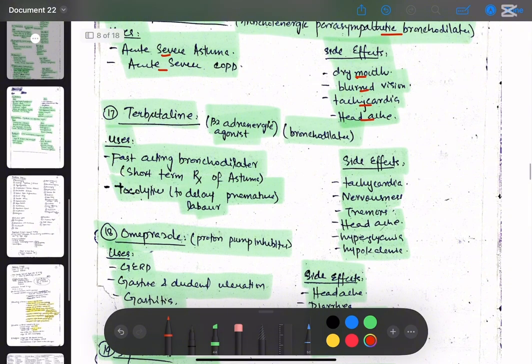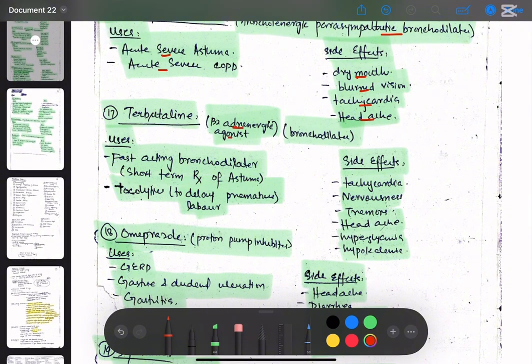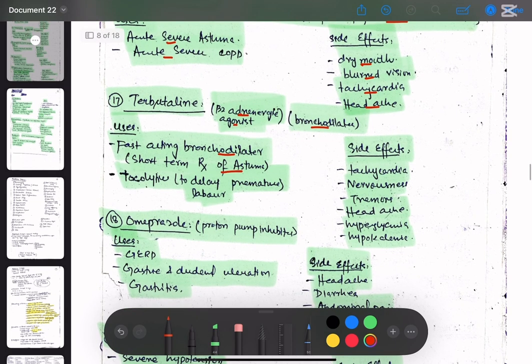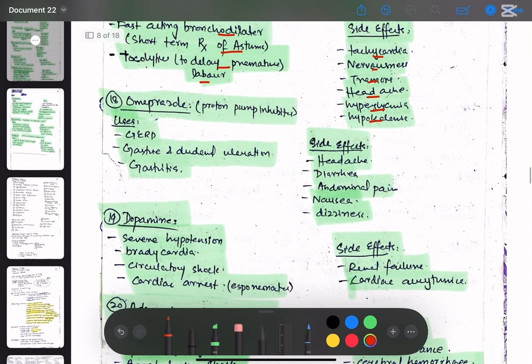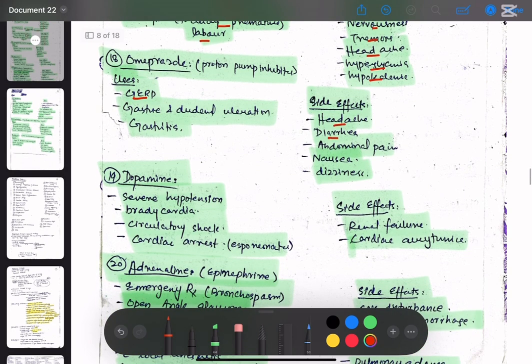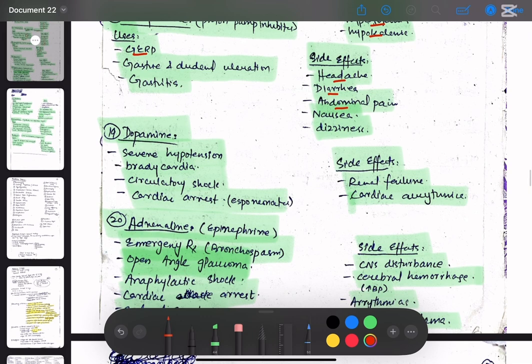Terbutaline, beta-2 adrenergic agonist and bronchodilator. The uses are fast-acting bronchodilator, short-term treatment of asthma, and tocolytic to delay premature labor. The side effects are tachycardia, nervousness, tremors, headache, hyperglycemia, and hypokalemia. Then omeprazole, which is used for GERD, and the side effects are headache, diarrhea, and abdominal pain. Then dopamine, which is used for severe hypotension, bradycardia, and circulatory shock, and the side effects are renal failure and cardiac arrhythmias.